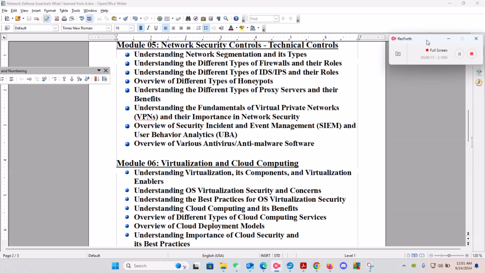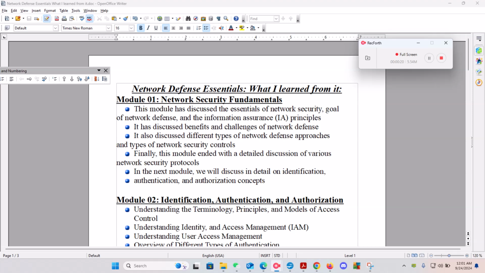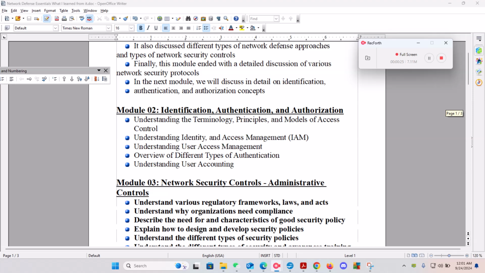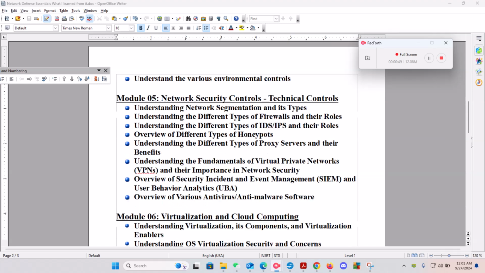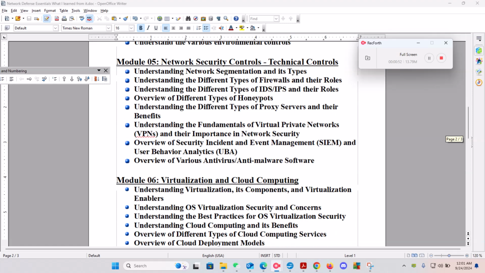I would like to mention that if you haven't seen the first 4 of my videos, that is Modules 1 through 4, which I can show you here. First one is Network Security Fundamentals, and then Identification, Authentication, Authorization, Network Security Controls, Administrative Controls, and Network Security Controls, Physical Controls. If you haven't watched those first 4, I recommend that you do that first, as this course is cumulative and foundational, which means that in order for you to understand the latest one, you'll have to understand the previous ones. Now let's talk about Module 5 first.